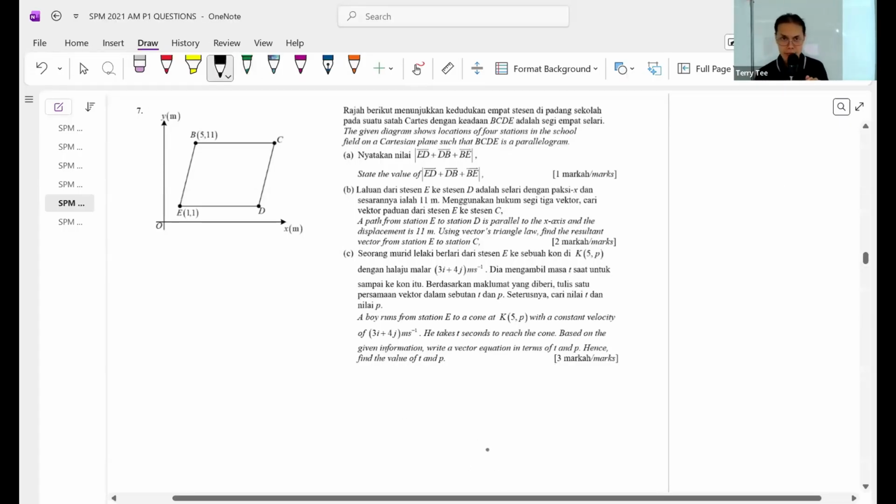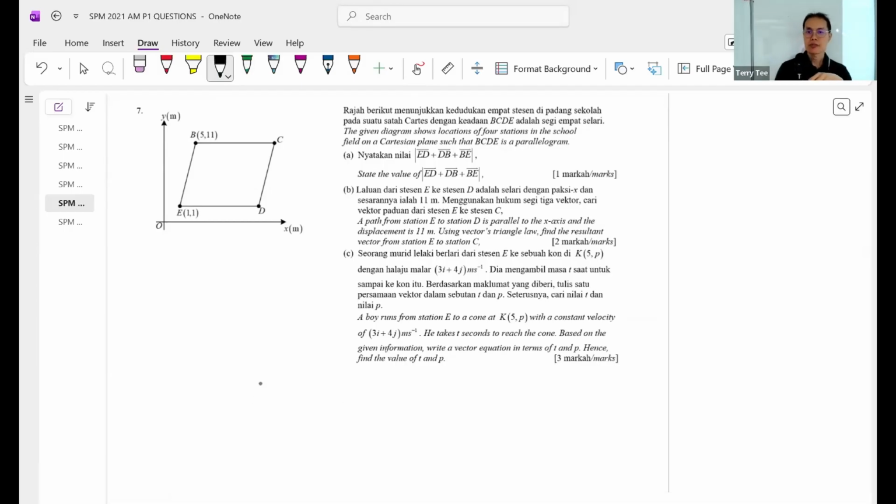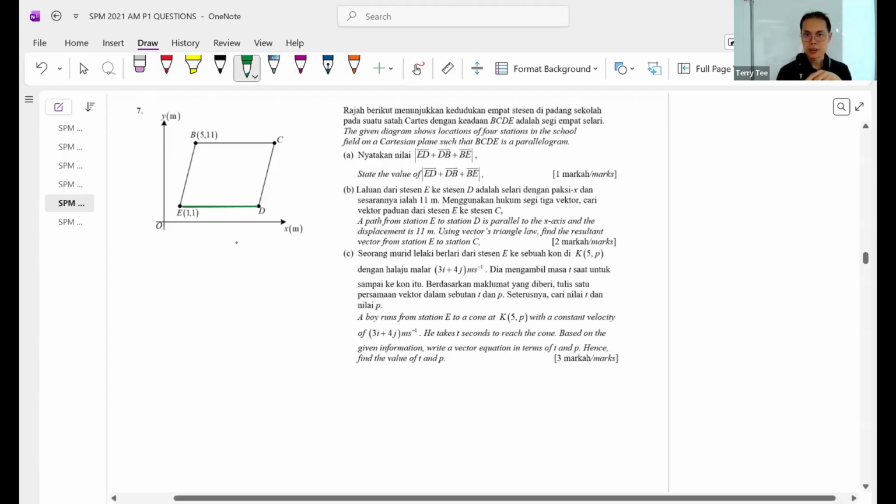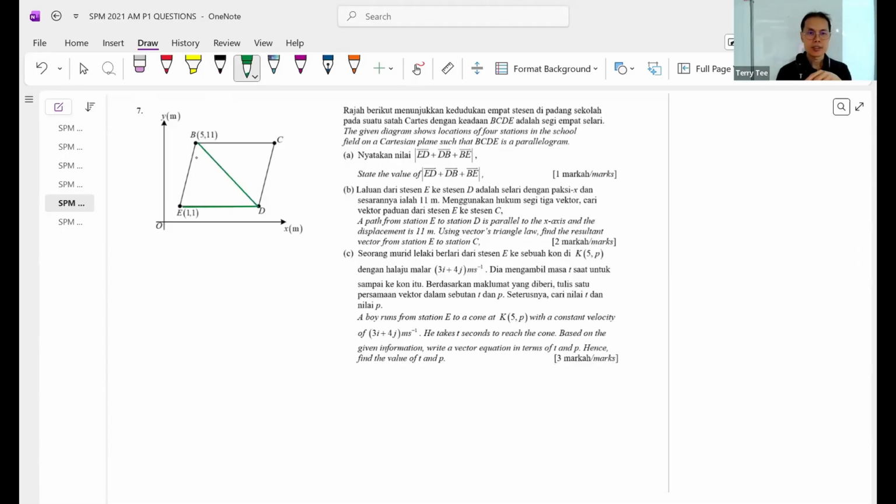Now, next one is Form 4, Chapter 8, Vectors. The diagram shows the location of 4 stations in the school field on the Cartesian plane such that BCDE is a parallelogram. State the value of ED plus DB plus BE. Where is ED? Here. Where is DB? This one. Where is BE? This one. You're going around a circle, right? We're going here, and going back.